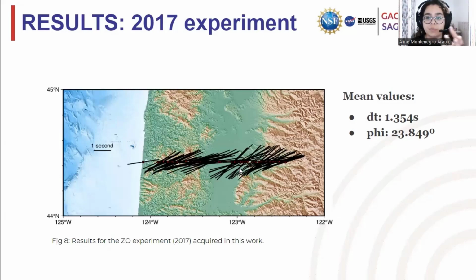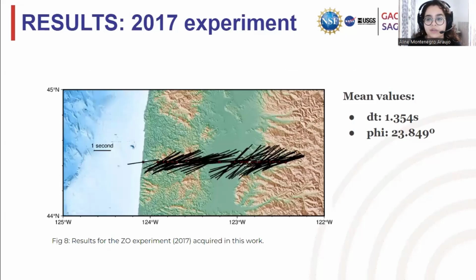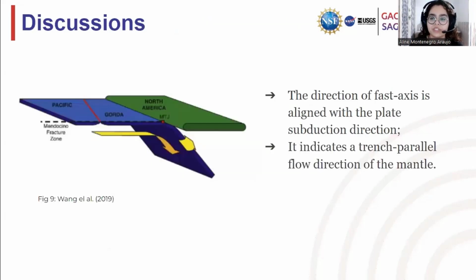So in a way that it gets almost perpendicular to the east-west direction. Because of this, we have a mean value of phi higher than we got for the first experiment. And we also get a dt value smaller than the first one, probably because of the type of array. This is a nodal array, and because of this, we have short period sensors that will probably cause the dt to be different from the first one, along with other causes as well. So with these results, we were able to see clearly the rotation of the fast axis, indicating that we have in this region a trench-parallel flow direction of the mantle, as we were expecting.